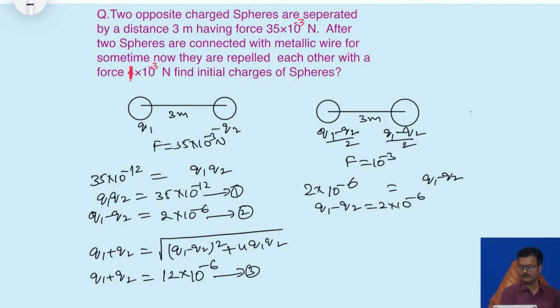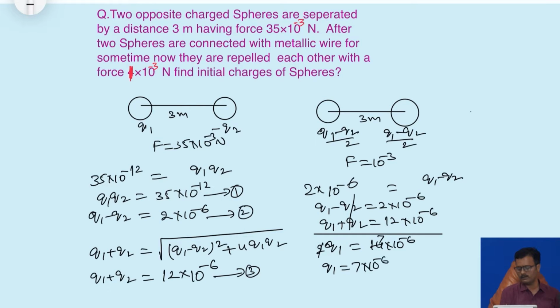See here, so what do we get? q1 plus q2 is equal to 12 into 10 power minus 6. Add these two equations, then 2 q1 is equal to 14 into 10 power minus 6, 2 sevens are 14. So q1 is equal to 7 into 10 power minus 6 coulomb. What is q2? So q1 is substituted in this, then we get q2 is equal to 5 into 10 power minus 6. So these are the answers.